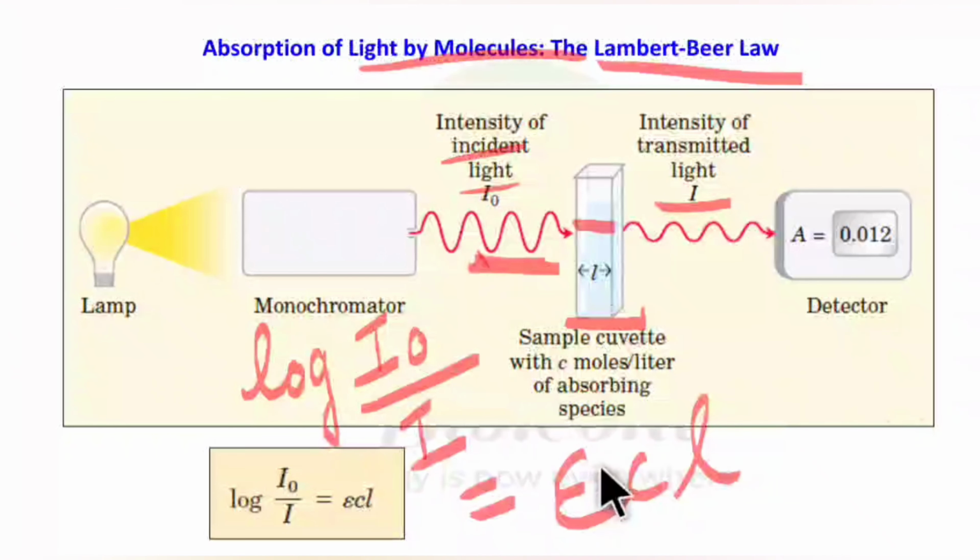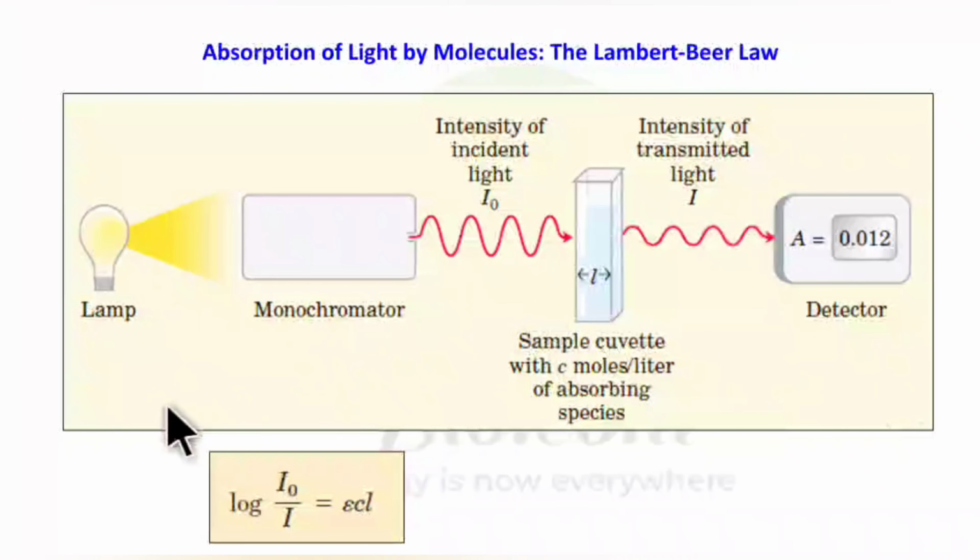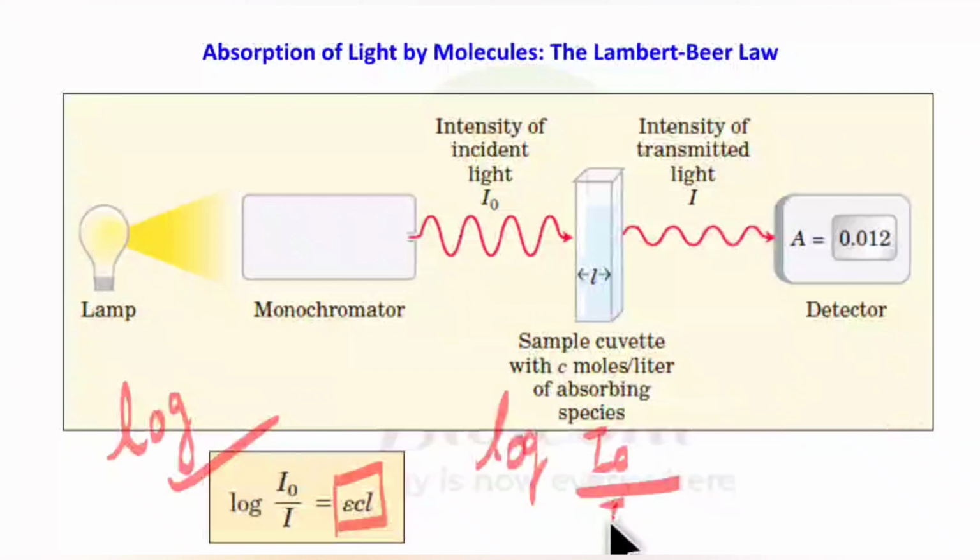So what is epsilon? Epsilon is the molar extinction coefficient, which is represented in units of liters per mole centimeter, and C is the concentration of the absorbing species, like the biomolecule we have kept in the cuvette, represented as moles per liter, and L is the path length in centimeters. Path length of what? The cuvette. So you have to remember this relationship: log I naught upon I equals epsilon CL. This log I naught upon I gives the absorbance, represented as A.